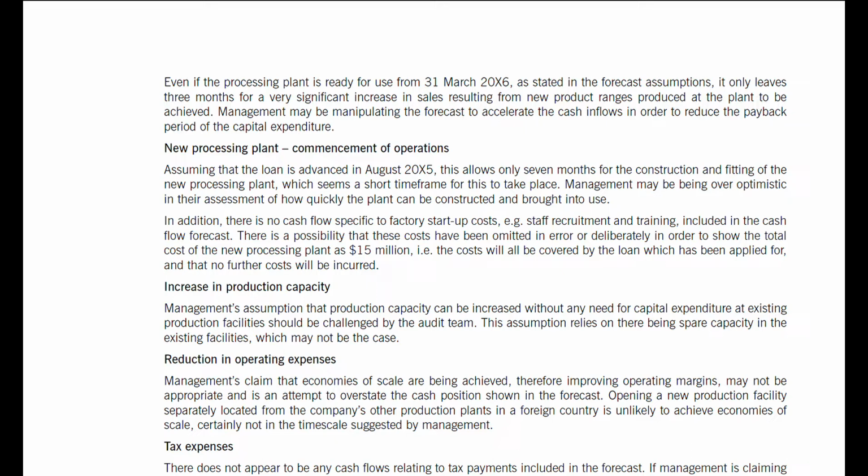In addition, there is no cash flow specific to factory startup costs, staff recruiting and training included in the cash flow forecast. There is a possibility that these costs have been omitted in error or deliberately in order to show the total cost of the new processing plant as $15 million. Suggest the cost will all be covered in the loan which has been applied for and that no further cost will be incurred.